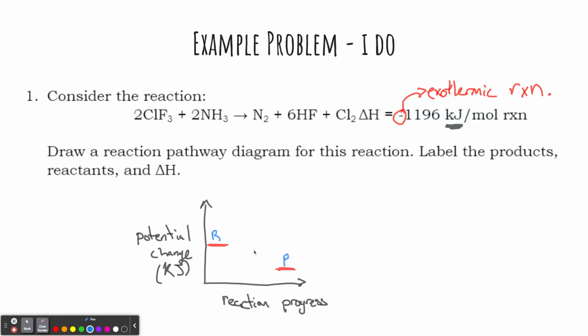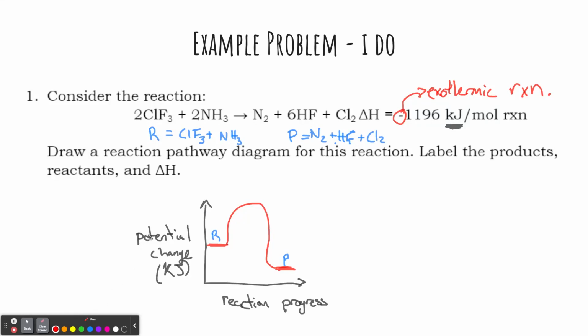Now, if this was the AP exam, guys, I would definitely be saying that R is equal to ClF3 plus NH3, and then that P is equal to N2 plus HF plus Cl2, just because I want them to know what R and P stand for. No reason for them to take off silly points. And then, guys, I'm going to draw the hump or the hill, and then I'm going to connect my two values. So it's going to look something like that.